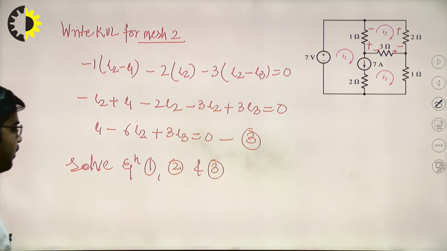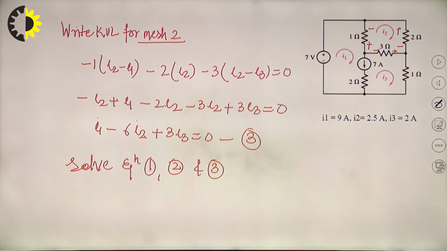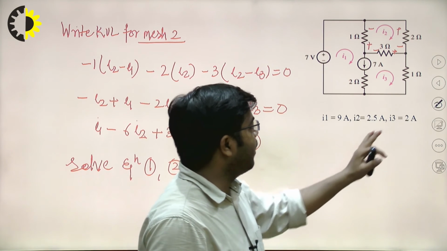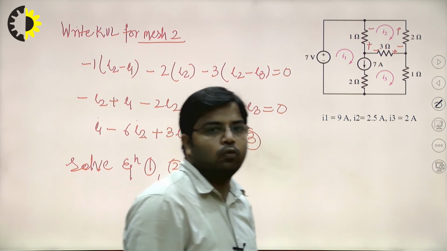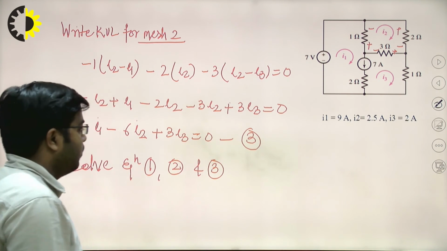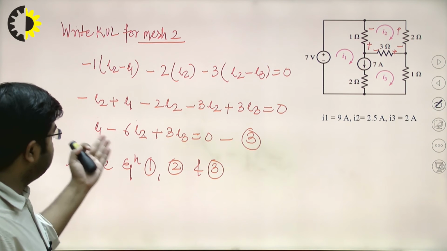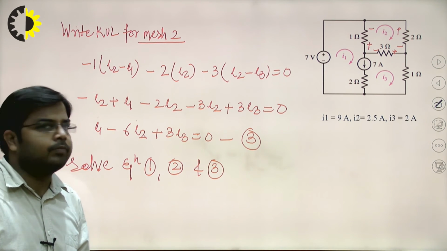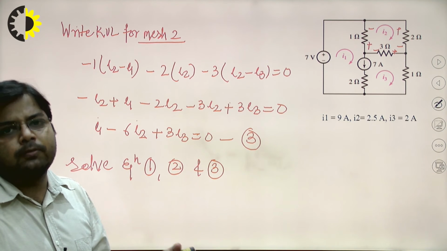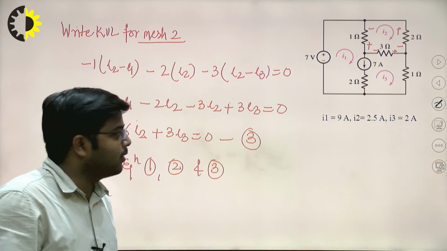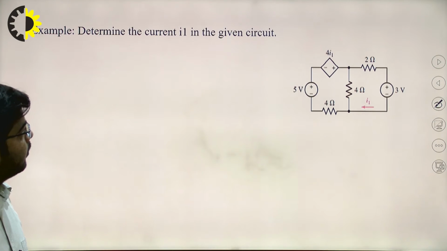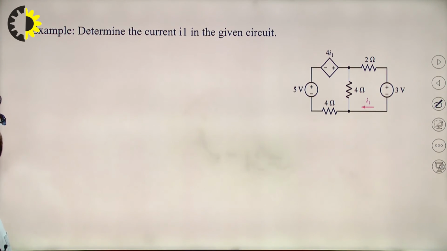So after solving the equation number 1, 2 and 3, you will get I1 equal to 9 ampere, I2 equal to 2.5 ampere and I3 equal to 2 ampere. These 3 equations you can solve by using a calculator, or you can solve by using the matrix approach. The matrix approach I will discuss in the next lecture. Now see the next example.